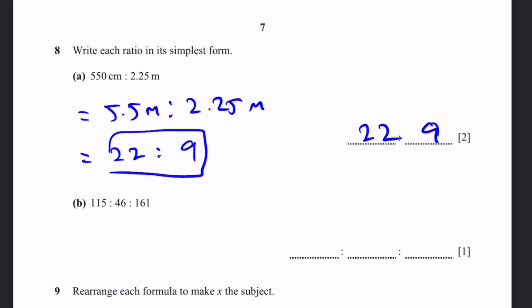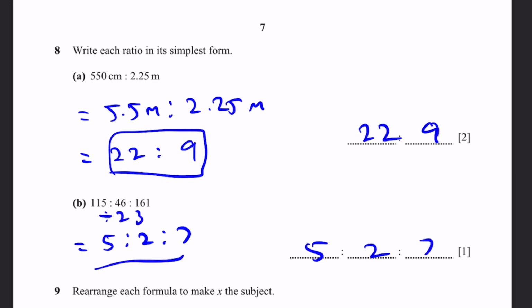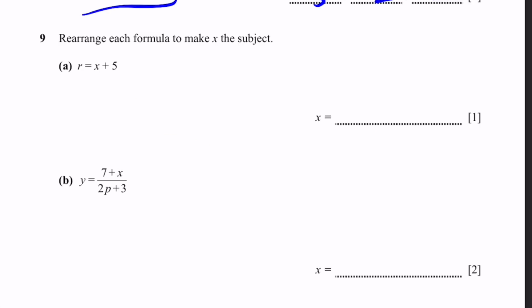We cannot simplify further. B, 115 is to 46 is to 161. Well, the only common factor shared by these is 23. And if we divide all of this by 23, we'll get 5 is to 2 is to 7. Dividing by 23 for all the numbers. That's the answer. Question 9.